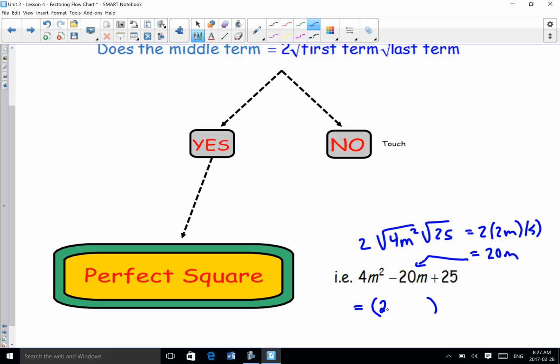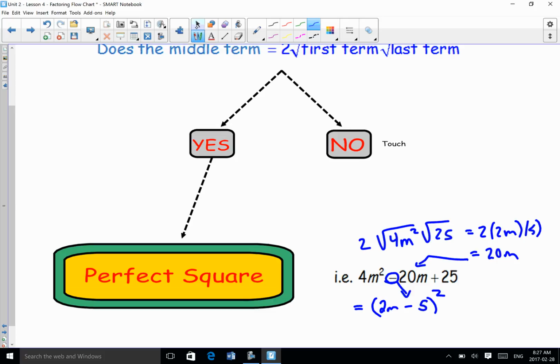That means this is a perfect square, which means I can do this in one step. My square roots at the front and the back, I put a squared on it, and I take the sign of the middle term, and I'm done. A perfect square. And it saves you from having to do a simple trinomial or a complex trinomial. Even better.